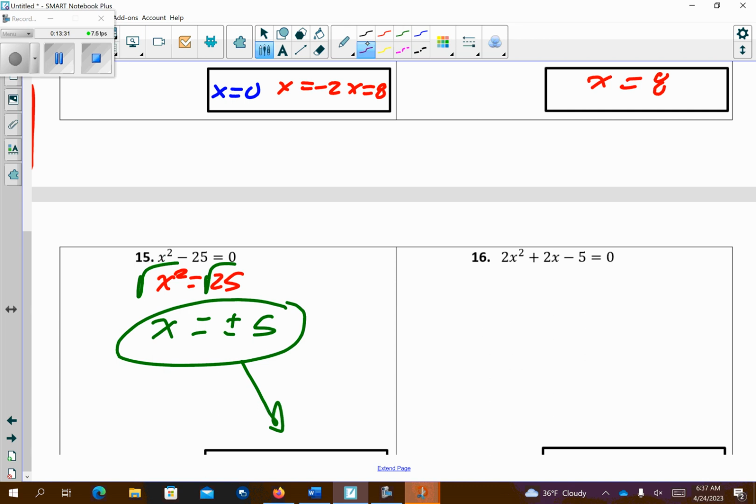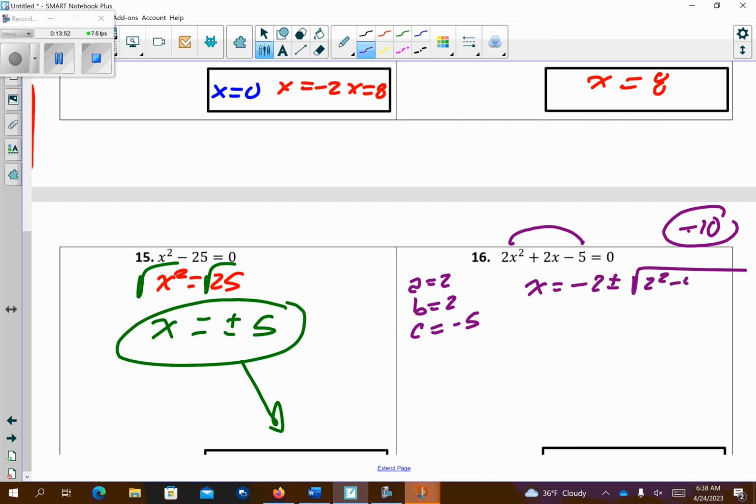Let's see, number 16, maybe it'll factor, I don't know. I get negative 10. So the factors of 10, that would add, nope, that's not going to work. So I have to use the quadratic formula. So a is 2, b is 2, c is negative 5. So x equals negative b plus or minus the square root of b squared minus 4ac all over 2a. So you get negative 2 plus or minus the square root of 4 plus 40, because negative 4 times 2 is negative 8. Negative 8 times 5 is positive 40, all over 4.